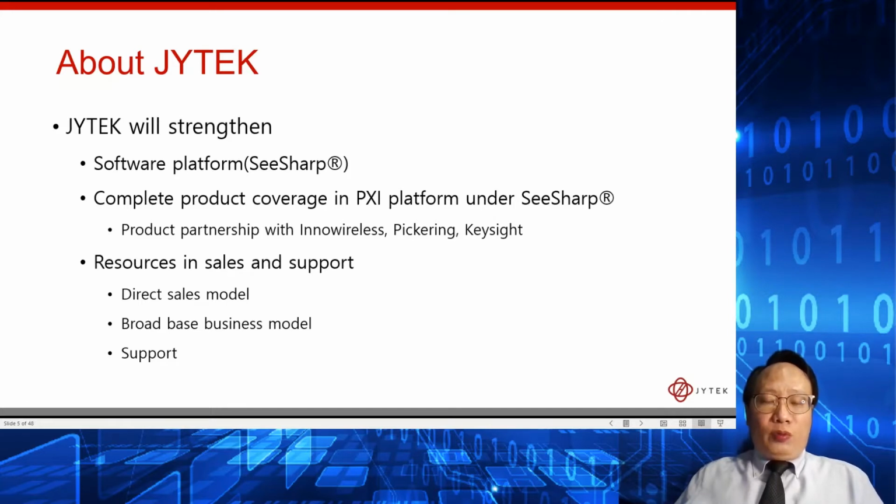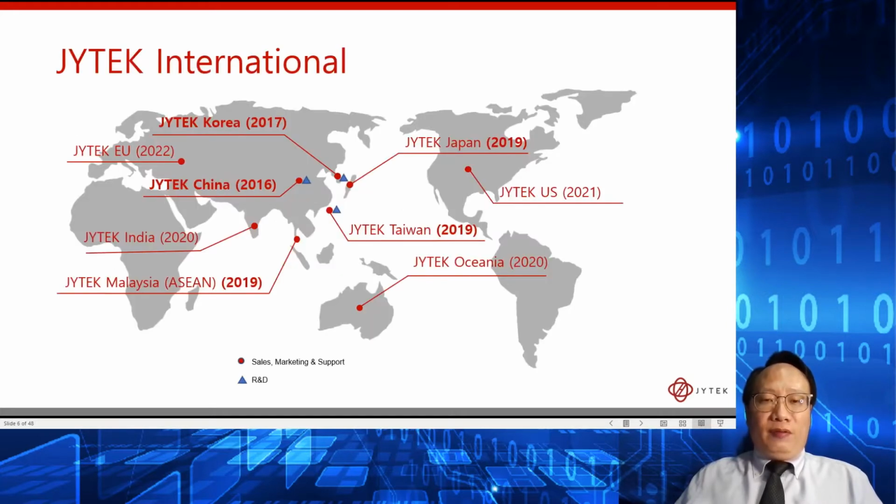What Jytek will bring to the table is our software platform called Jytek SeeSharp, which we're going to focus on later on, and we provide complete coverage under the existing AD-Link PXI hardware platform. And we also have partnerships with well-known PXI vendors such as InnoWireless, Pickering, and Keysight. We have a direct sales model, and we will try to set up direct offices across the region to service our customers. And we serve a broad base of customers, ranging from semiconductor, electronics, to military, aerospace, to research and academia, and so forth. And we also have resources to support our customers in using both our hardware and software platform. So we actually have branches in all these countries. For the ASEAN region, the headquarters is actually based in Jytek, Malaysia, which I'm heading.